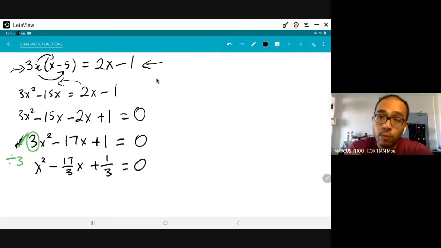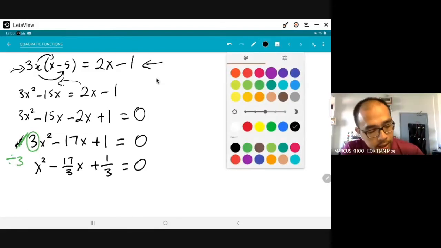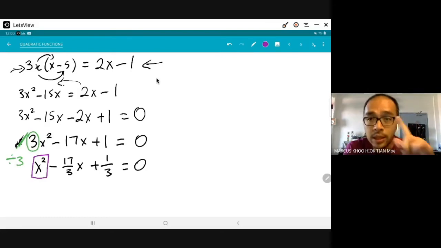Kita bahagi semua dengan 3. Sebab syarat untuk completing the square is x squared ni kan mesti berdiri satu orang. It must be alone by itself. Okay, there cannot be a number in front of the x squared. So if there's a number in front of the x squared, we divide the entire equation with that number. It is a very important condition. Okay, syarat yang sangat penting.